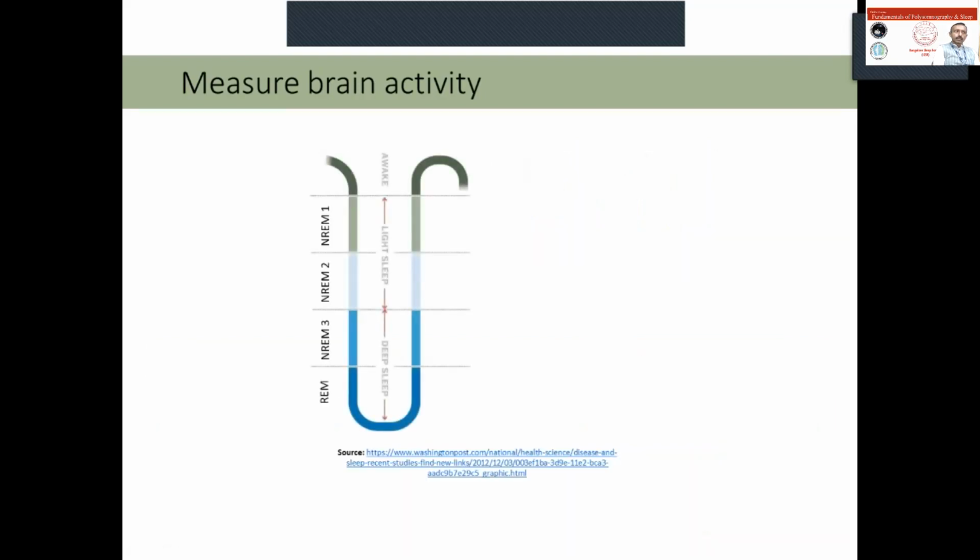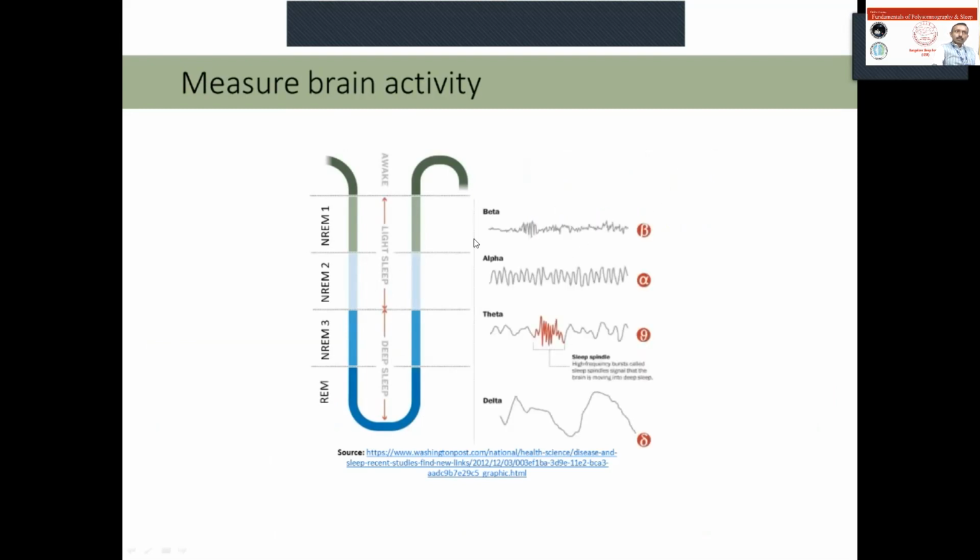Now, based on these frequencies, we can stage. This is a small snapshot of the hypnogram that I showed earlier. So in terms of frequency, this is how it looks. Our brain signals are never composed of a single frequency, so what we look for is the predominant frequency in the waveform.